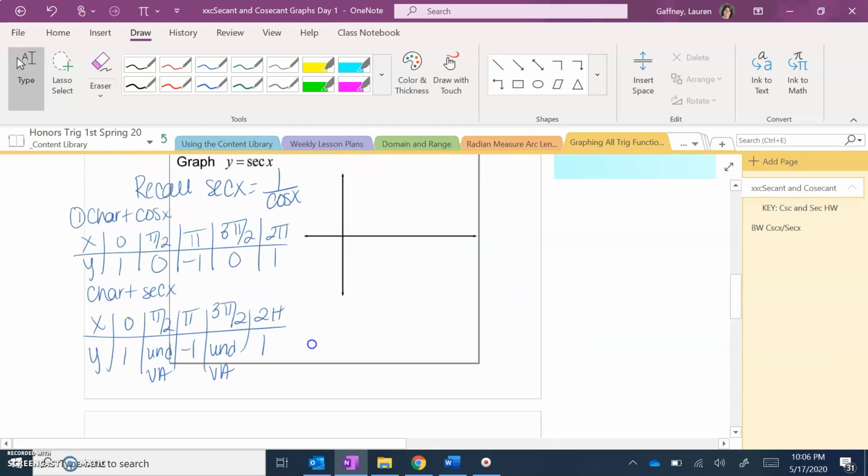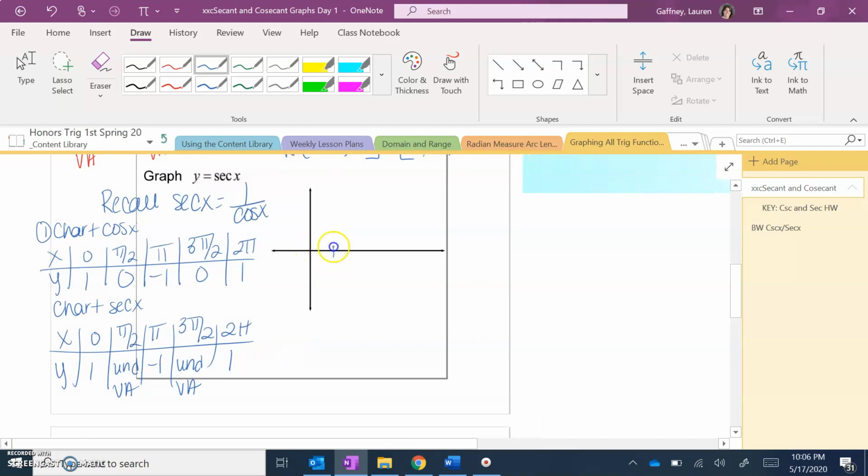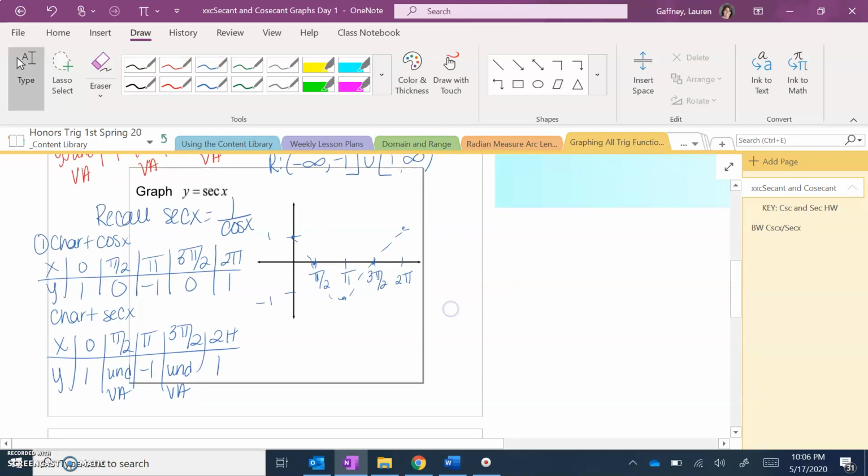So let's come over here. I'm going to do a dotted curve for cosine, just like I did before. So it would be 1, 0, -1, 0, 1. Oops, shoot. I forgot to make it dashed. Okay, so now for secant, my first asymptote here, you always want to draw in these asymptotes first, is at pi over 2 and then 3 pi over 2. Now, at 0, it's still at 1. At pi, it's at -1, and here it's at 1.